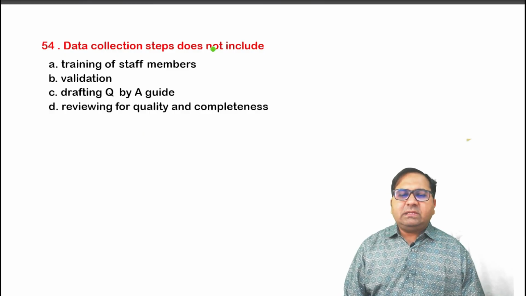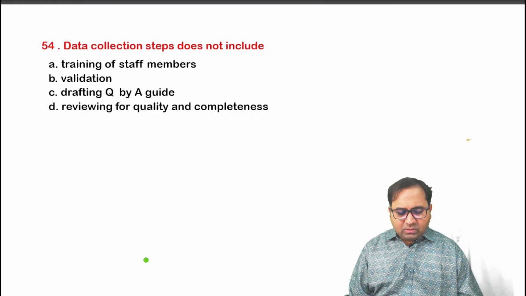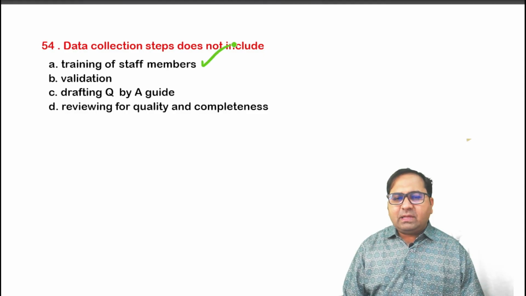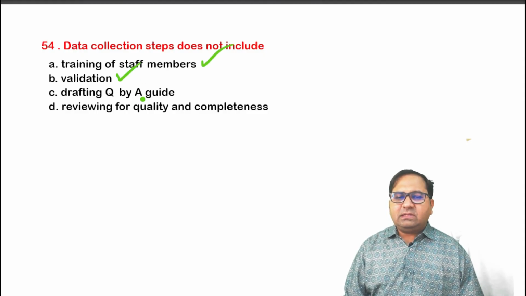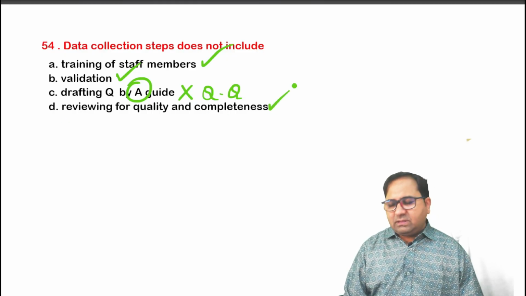Next, data collection steps do not include what? The options are A, training of staff members, B, validation, C, drafting Q by A guide, and D, reviewing for quality and completeness. Well, let us see each. Training of staff members is required. Yes, it is required. Validation is required. Yes, the sixth step is there. I told you validation is required. Drafting question by answer guide. No, this is the wrong step, because you will draft question by question guide, not question by answer guide. Please remember Q by Q guide is there. Then D, reviewing for quality and completeness. Yes, this is also present in the data collection steps.